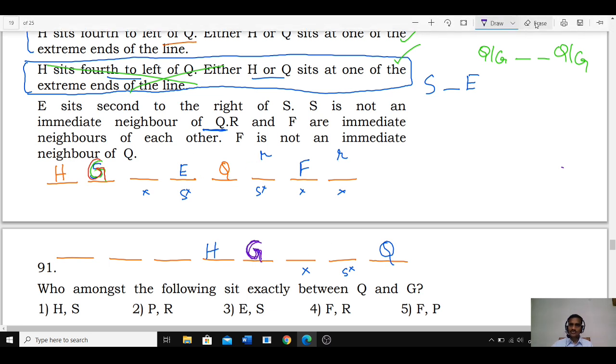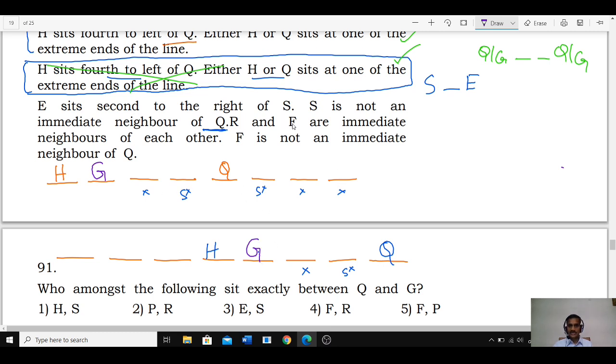Now here also two people between Q and G. As of now, this is the information we have. Second statement is two people between Q and G. Q is here, G is here. Now two people between Q and G, G is at this place. G is not at an extreme end.